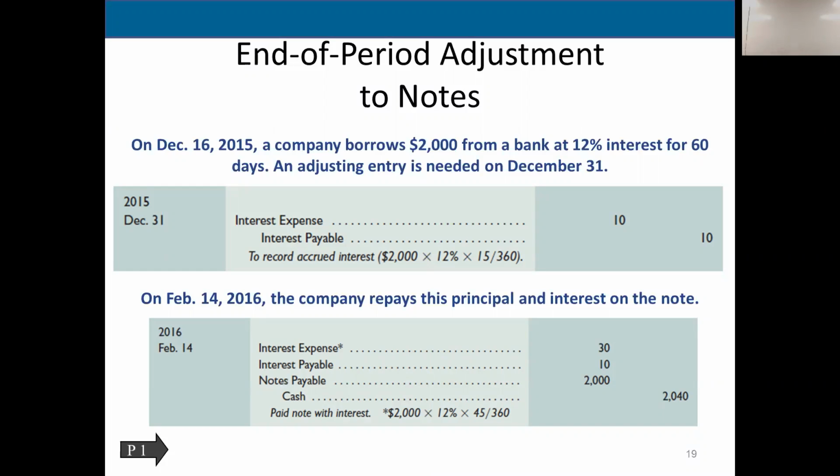What statement am I going to prepare that's going to involve that expense? The income statement. Okay, the income statement, I'm going to show revenues and expenses. I've got to record the amount of expenses that I incurred in that year. If I failed to do this and went ahead and prepared my income statement for the year end 2015, it would not accurately pick up the amount of interest that I accrued.